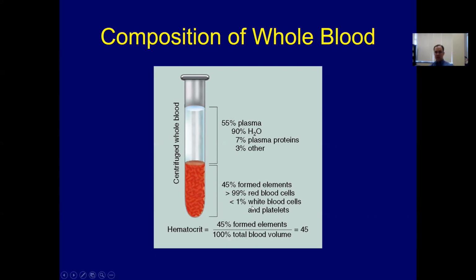But this just gives you, again, about the blood volume. The important thing for us is we're going to talk about the white blood cells. They're going to be important when we talk about atherosclerosis.